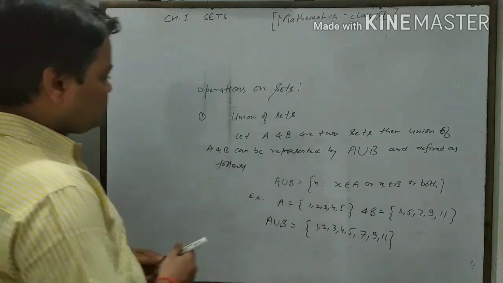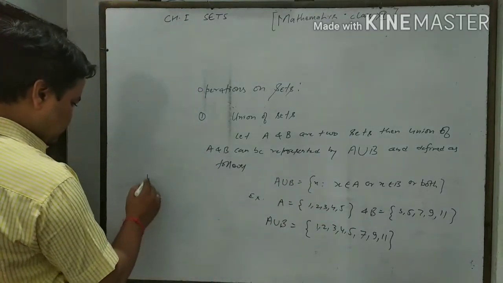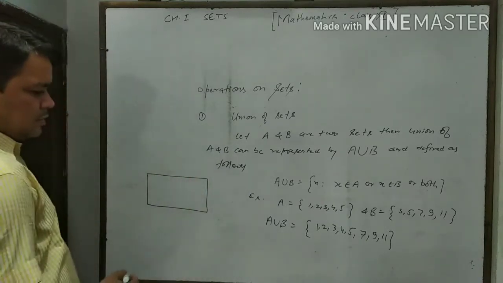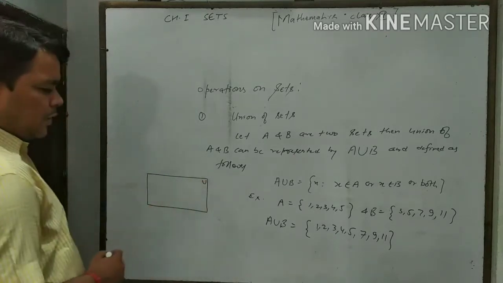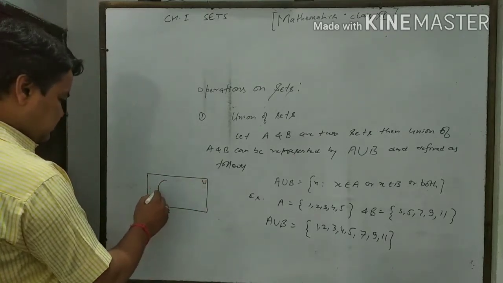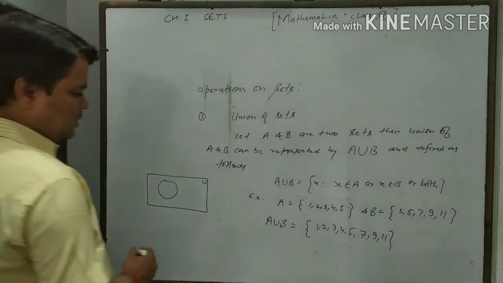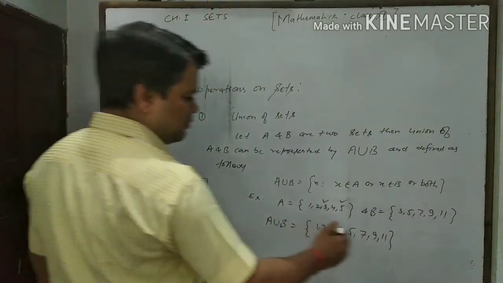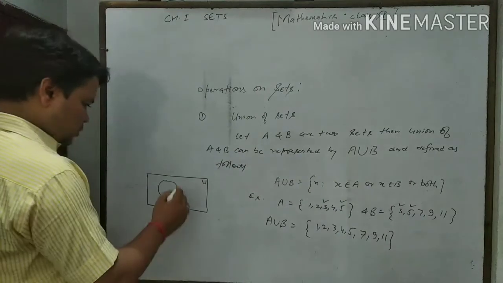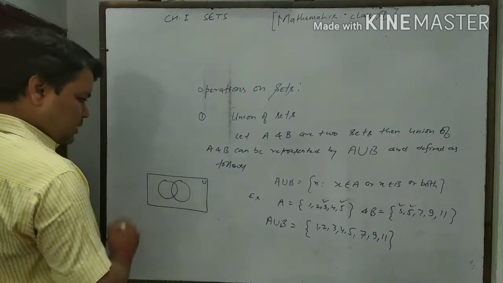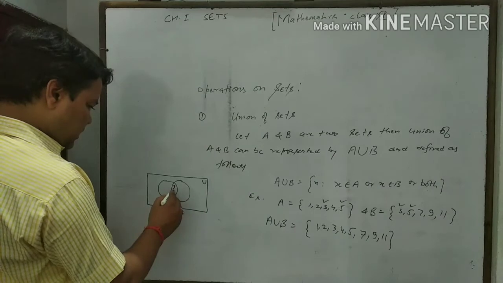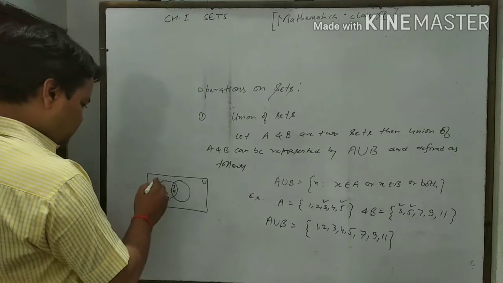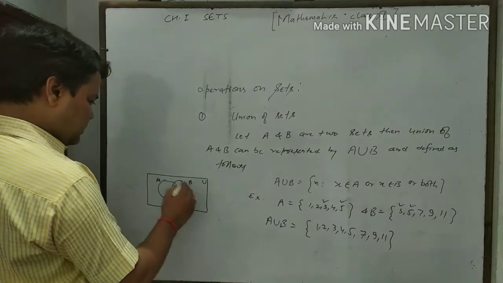Let us see. So here, let us see the universal set. Okay, let's take set A. But there are some elements, just like 3 and 5, which are in A but in set B also. So here there are some elements which are common, that is 3 and 5. Now let this be set A and this be set B.